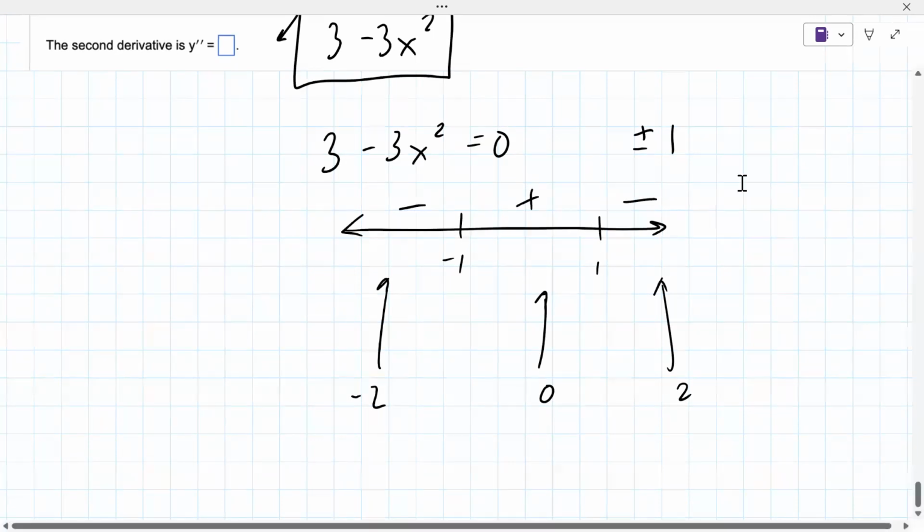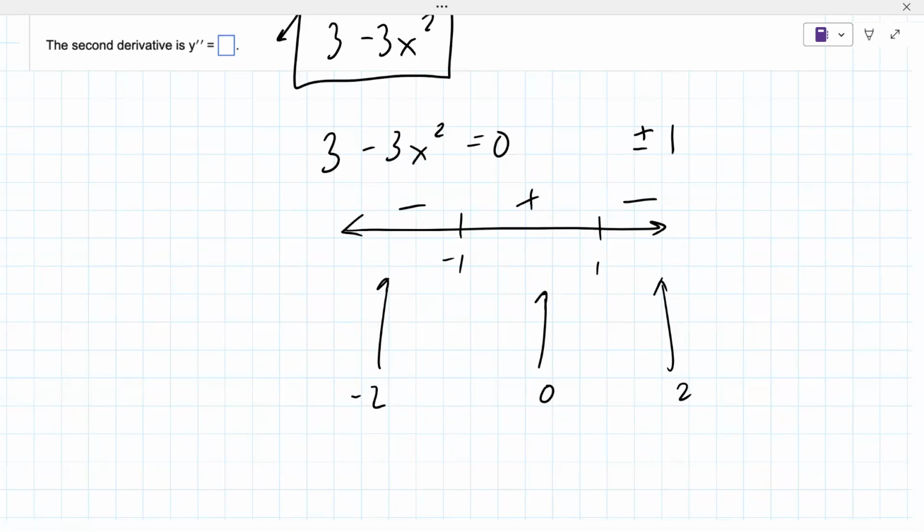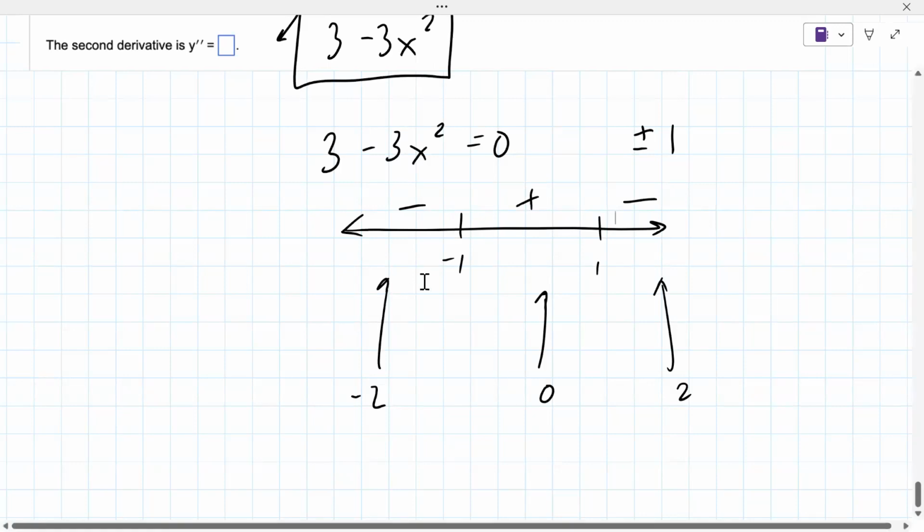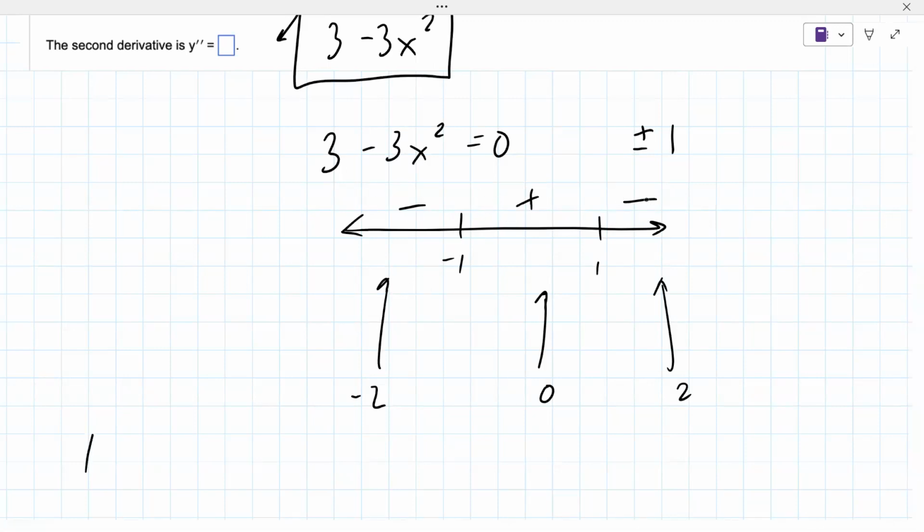So there is an inflection point at -1 and 1. You're looking for a graph that switches from concave down, then it's concave up, then it's concave down. So is there a graph that looks like that in those four? Yeah, it's C. But sometimes you don't have to go back and do the derivative stuff.